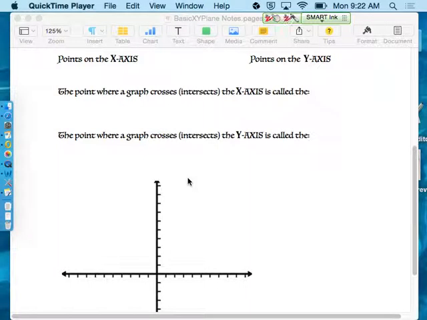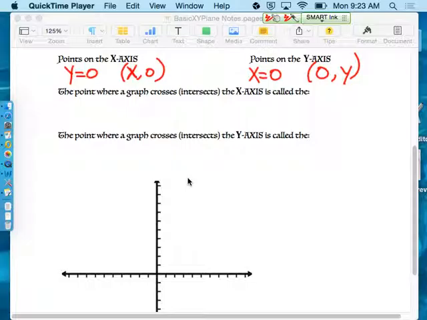So if a point falls on the x-axis, that means that the y-coordinate for that point is 0, and then the x-coordinate would take on whatever value where it falls on the axis. If a point is on the y-axis, that means that the x-coordinate is 0, and then the y-coordinate would take on the value where the point lies on that axis.